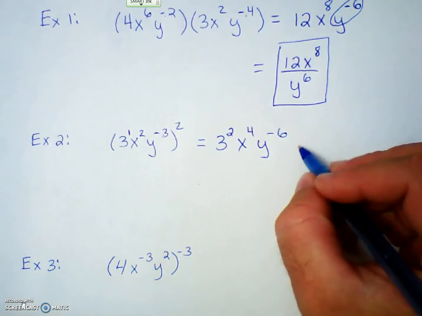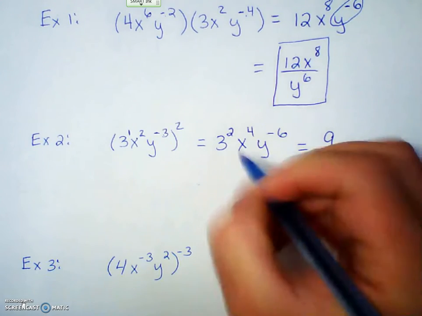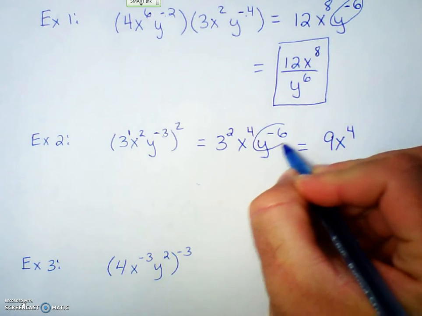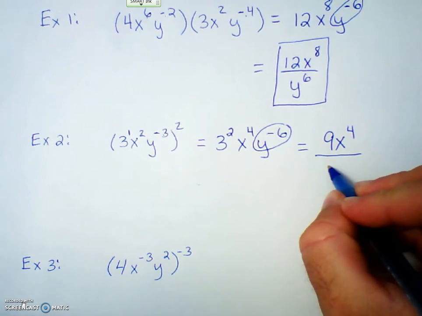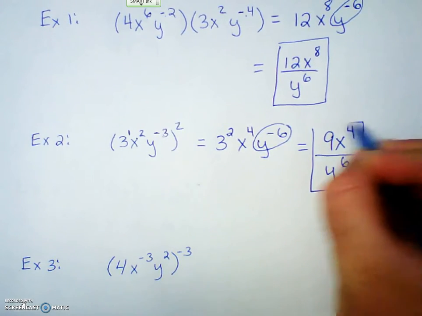So same thing applies here. We want to simplify this. So 3 squared gets you 9. X to the 4th stays x to the 4th. And this y to the negative 6 needs to become a y to the positive 6 by bringing it to the denominator and making it positive.